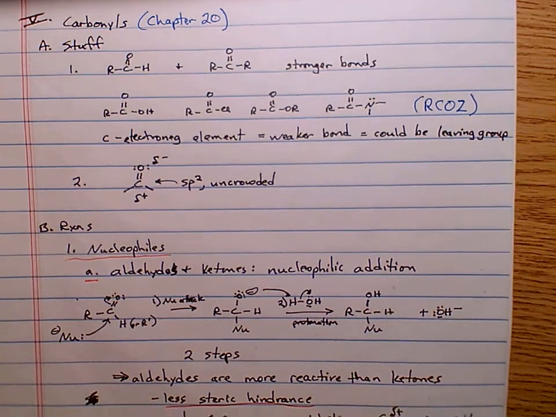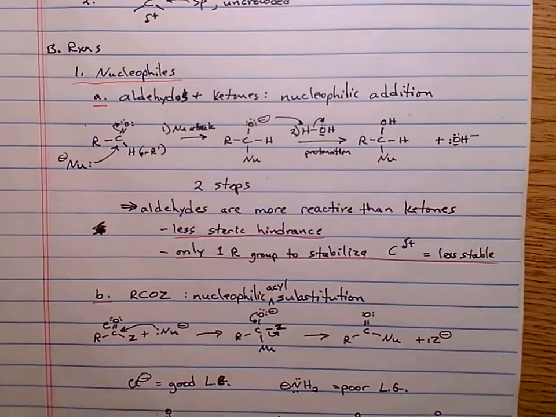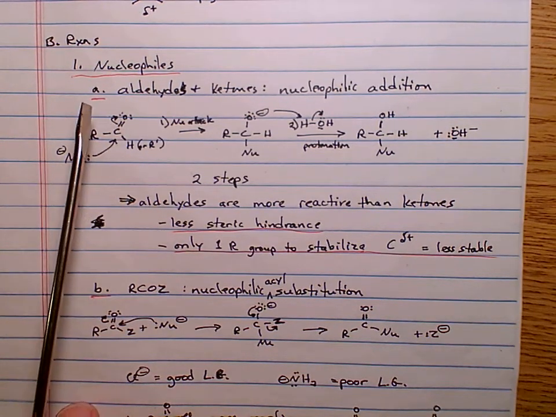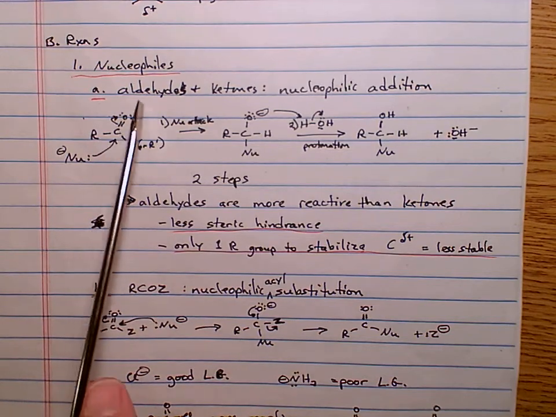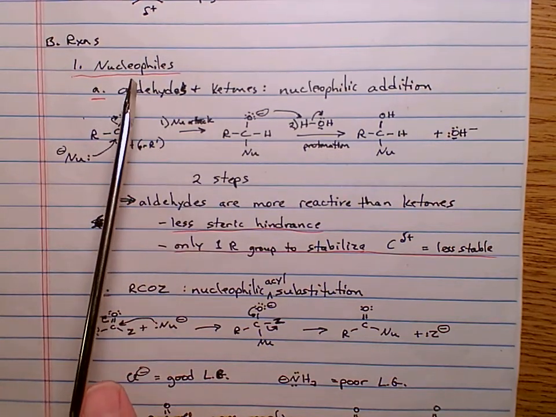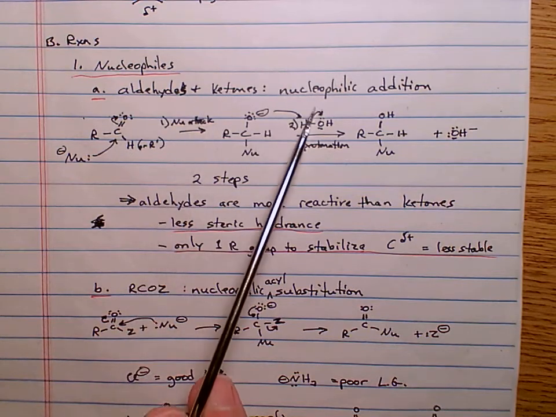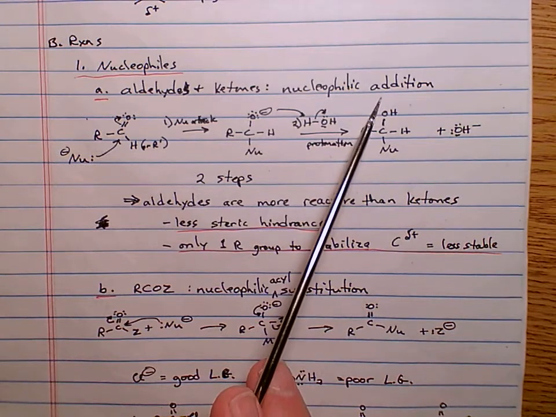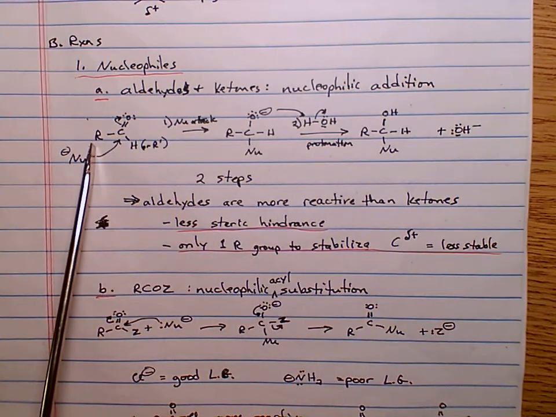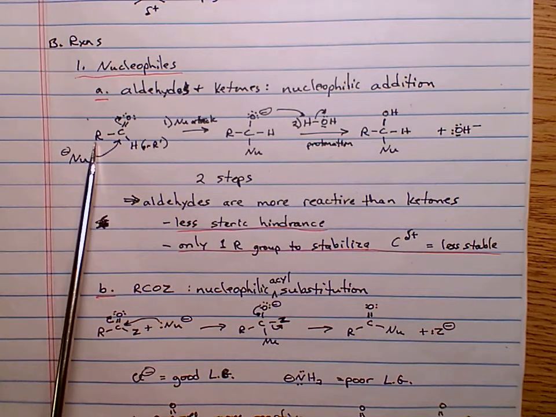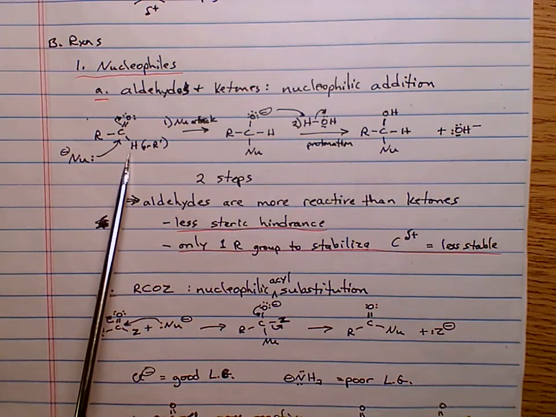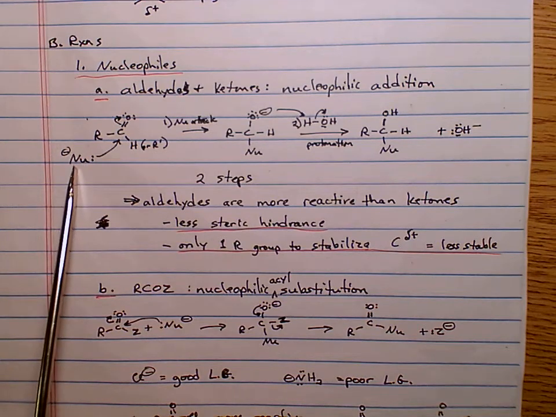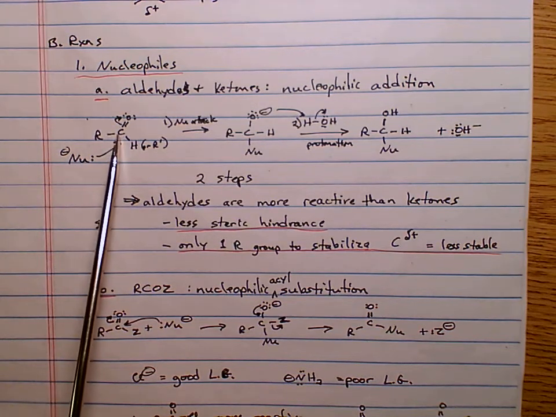Okay, so the first thing to look at is nucleophiles attacking these guys. And we have to break them into the aldehydes and ketones versus RCOZ. We'll start with aldehydes and ketones. Aldehydes and ketones undergo nucleophilic addition. When you have a nucleophile, you get nucleophilic addition. Because the carbon-carbon bond is strong, the carbon-hydrogen bond is strong, they are not going to break. So a nucleophile, a negatively charged beast, is going to attack the carbonyl carbon.